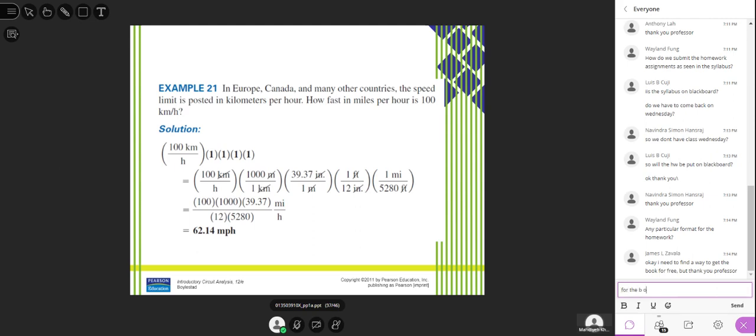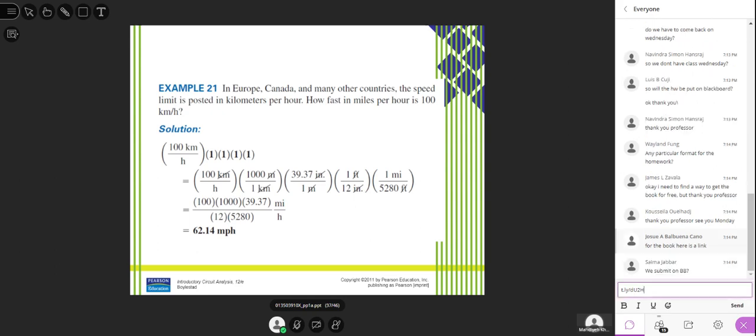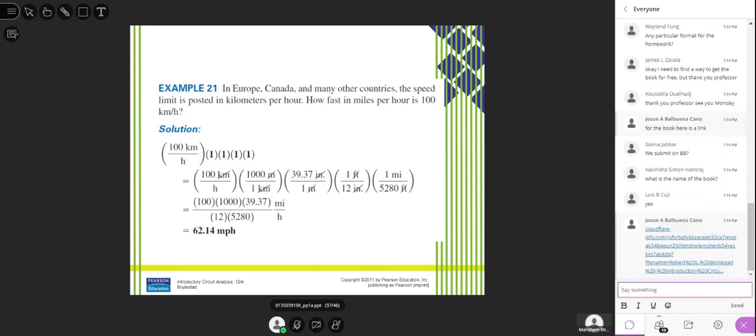I said the book is available on the net. Look for it. You will find it. Yes, you will submit your homework on Blackboard. The name of the book is also mentioned in the syllabus, on the first page.